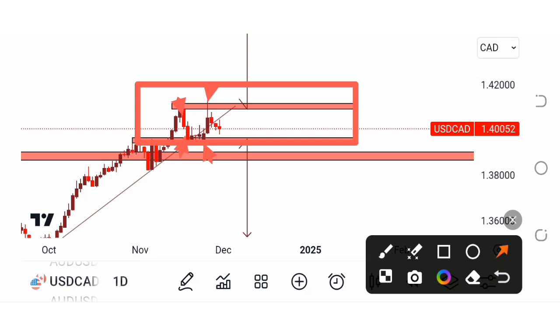So for me, again, I'm not really interested in here. By the way, if you're a scalper, you can buy here, sell there, buy here, sell there. But for me, what I'm going to do just to be safe, I'm going to wait for a breakout. Either the market gives me a break above, and if it gives me a break above, then this market is bullish. But if the market gives me a break below this area over here, then this market is bearish.